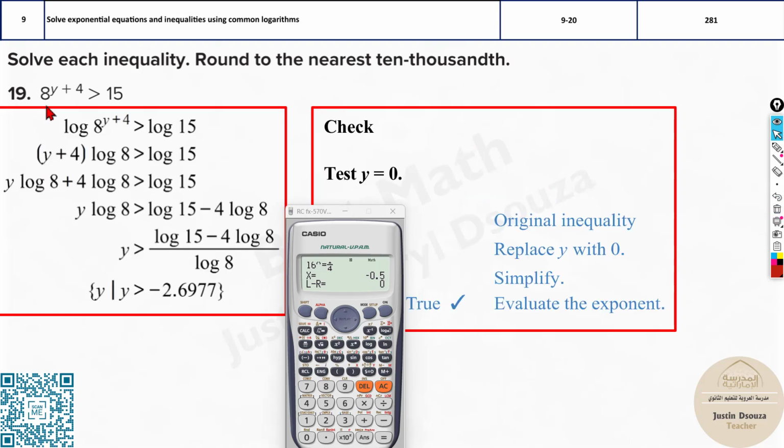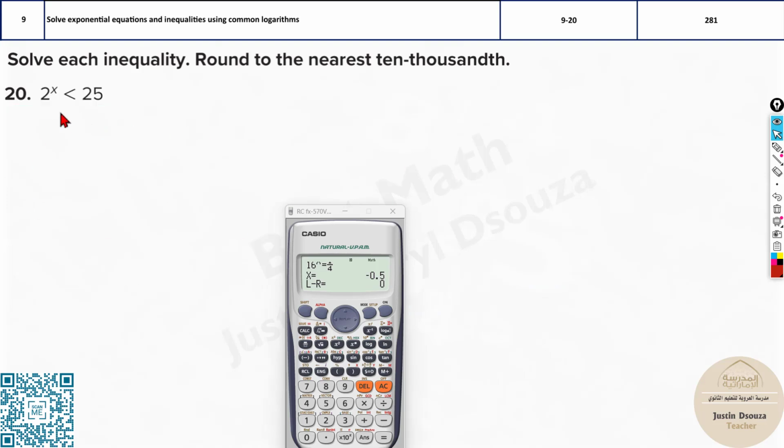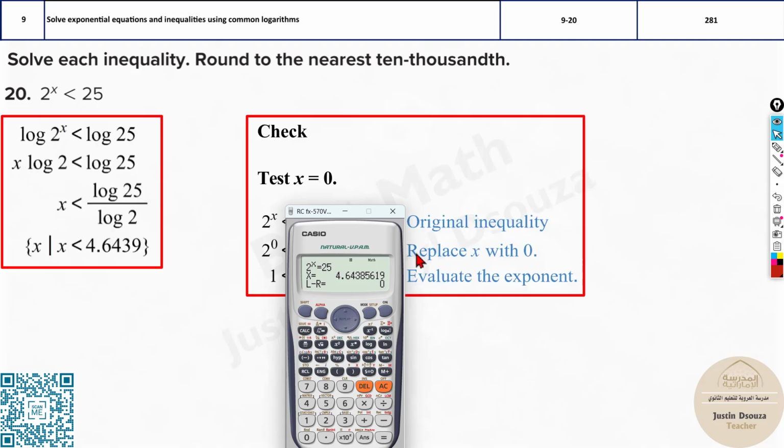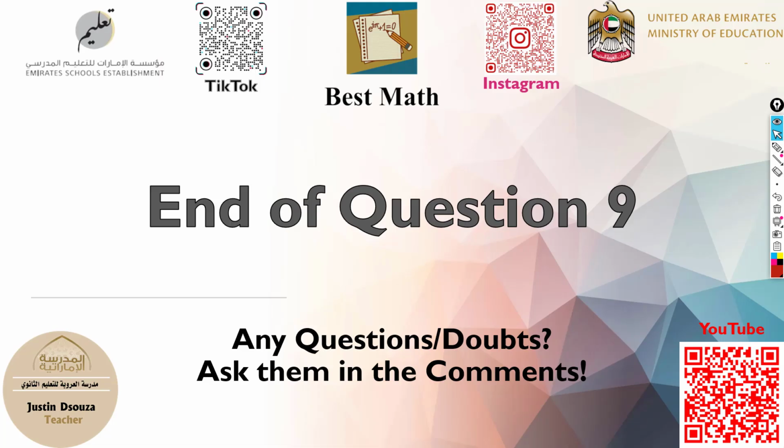Even over here, it's the same thing. And lastly, we have the same thing over here, 2 to the power x, which is equal to, press next, and now equal to 25, shift solve, equals 4.64. Now you need to round it off to the nearest 10,000, so 4.6439. That's the answer. And that's how you can easily use your calculator and solve question 9.